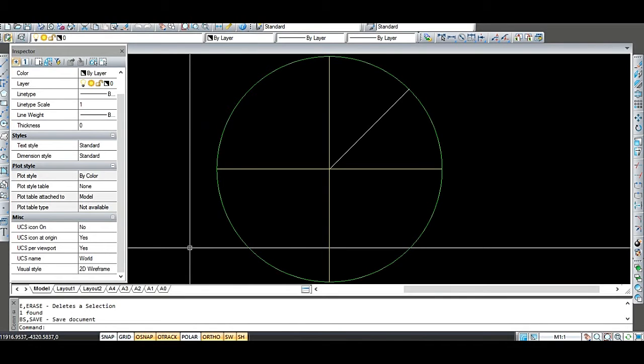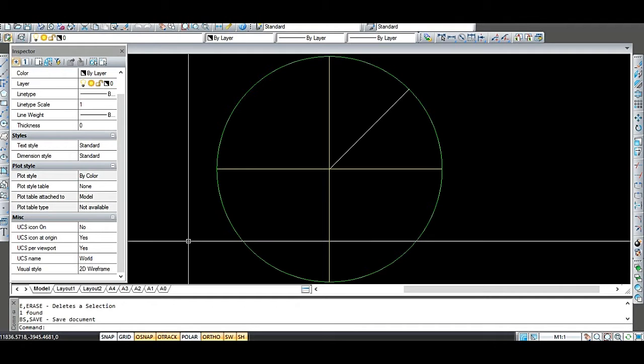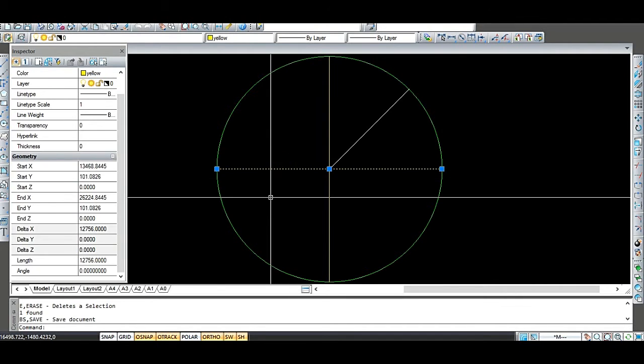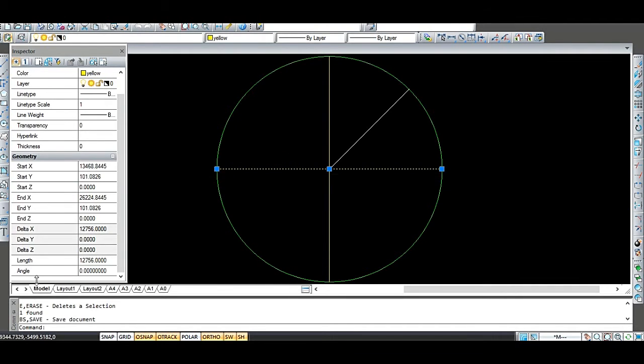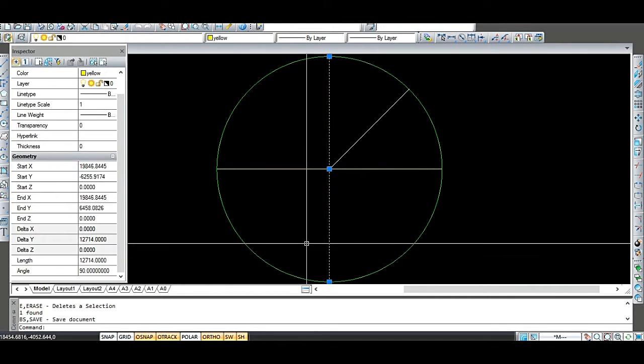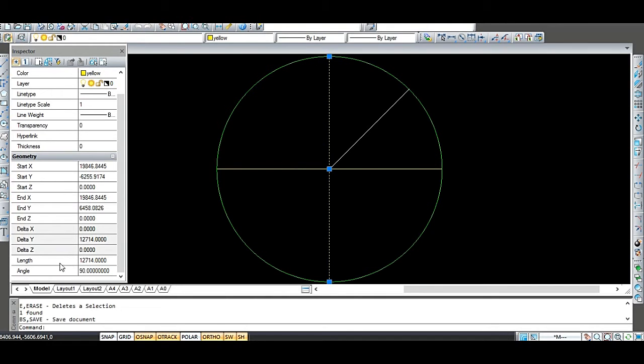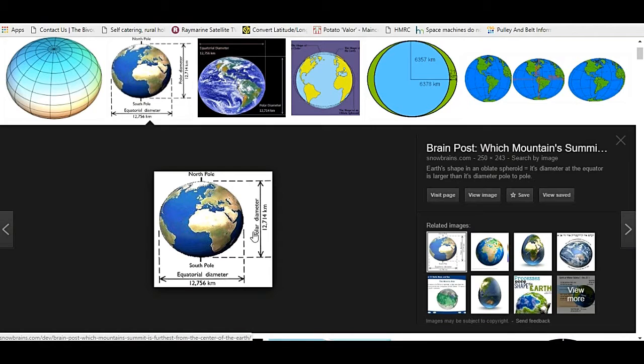Okay, you've probably guessed what I'm going to do next, and that is to put the exact dimensions that we're given for the Earth into AutoCAD as well. So this dimension here, which is across the equator, is 12,756, and the polar diameter is 12,714. So let's just verify that, 12,756 and 12,714.